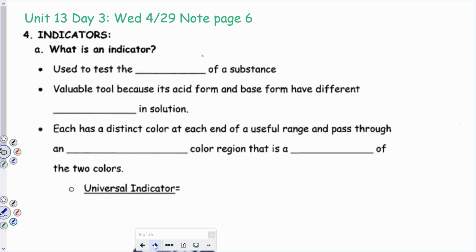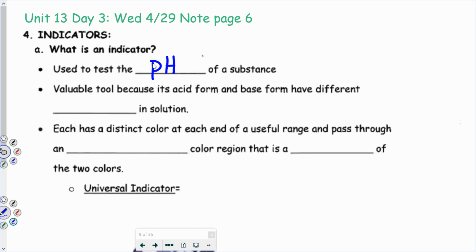And you probably have used an indicator before, maybe litmus paper, maybe you did in biology, but what exactly is an indicator? Well, an indicator is used to test the pH of a substance. We're going to get into pH a little bit later on, but pH tells you if something's an acid, a base, if it's neutral. It tells you how strong of an acid, how weak of an acid, or how strong of a base and how weak of a base. But an indicator can be used to test the pH. It can tell us kind of what range it is.